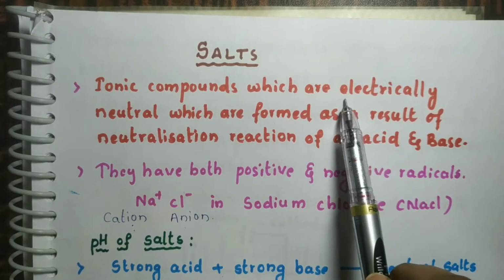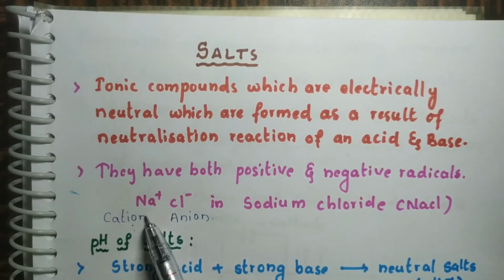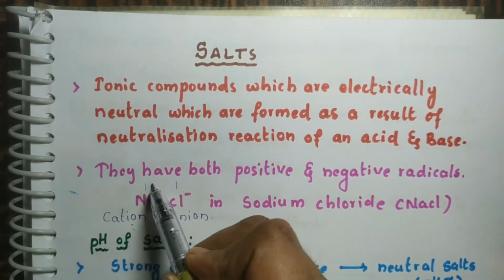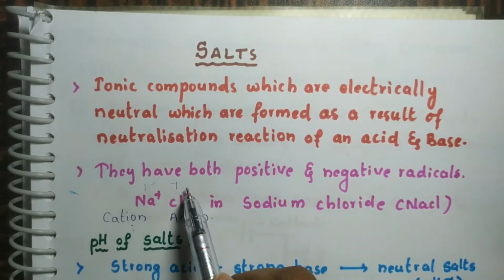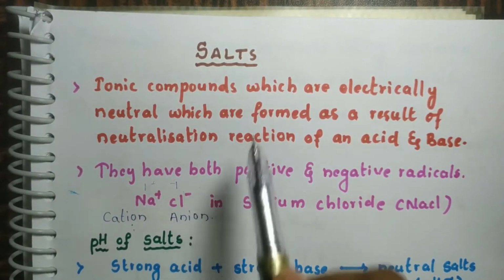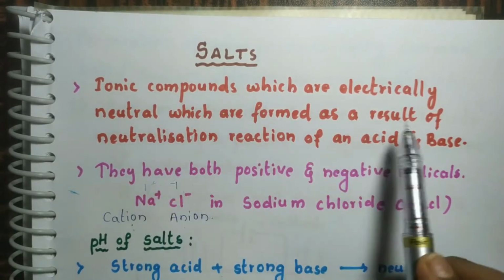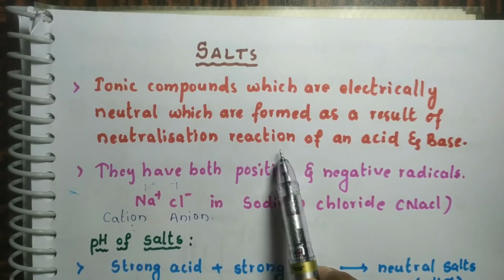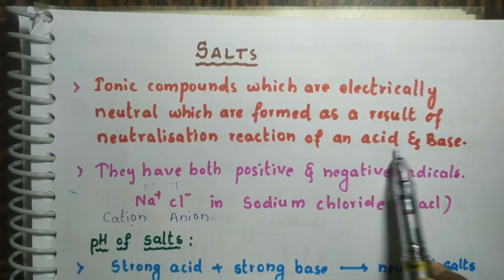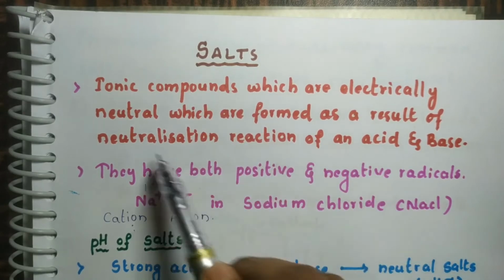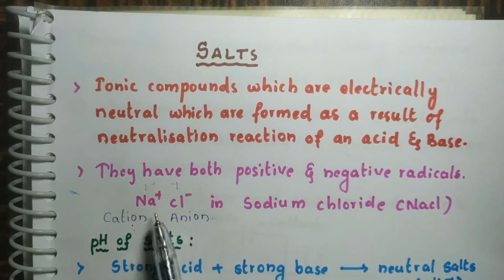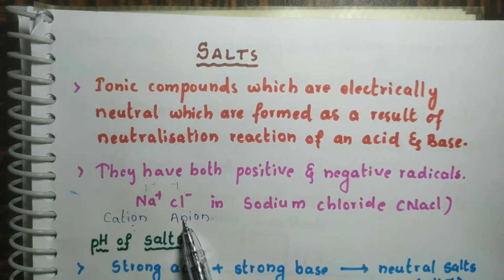Let us understand what is meant by electrically neutral. The number of cations is 1 and the number of anions is also 1. So one positive and one negative get cancelled to form 0. So the total charge on NaCl is 0, so they are electrically neutral. They are formed as a result of a neutralization reaction. What is a neutralization reaction? When an acid and a base react, they form salt and water. They have both positive and negative radicals.